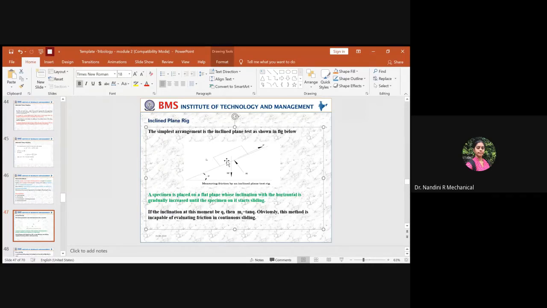So for a smooth sliding movement, this is a more feasible way to measure the coefficient of friction between two specimens sliding against each other. So this is the first method.